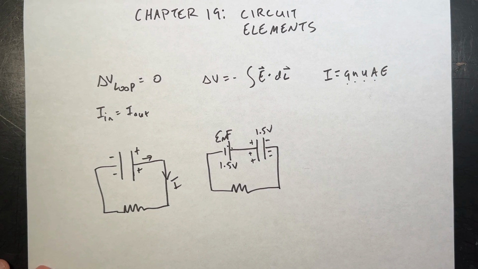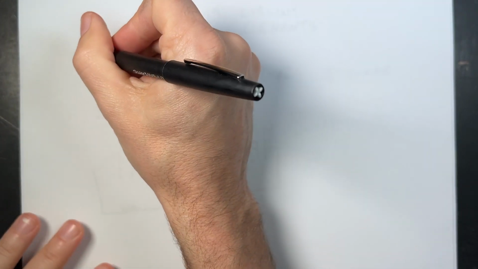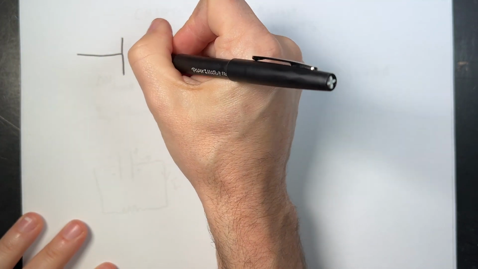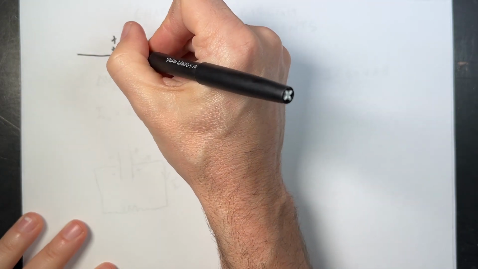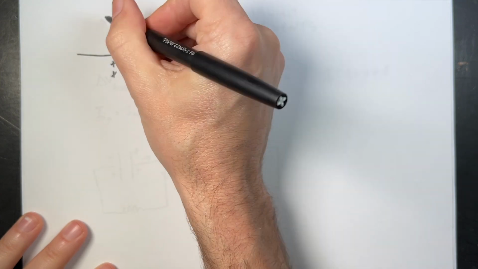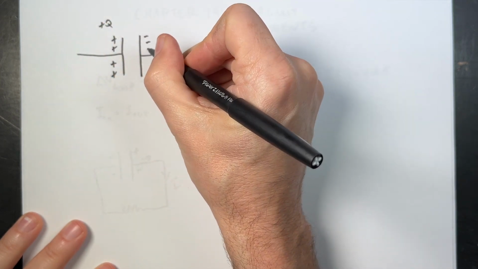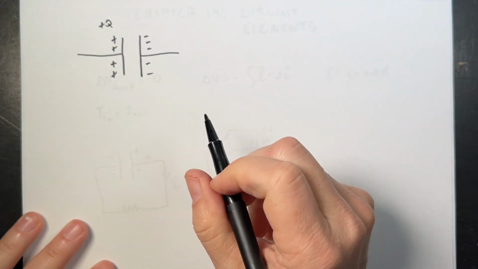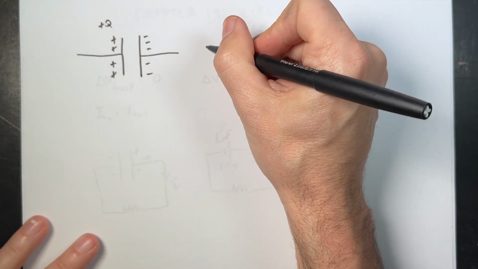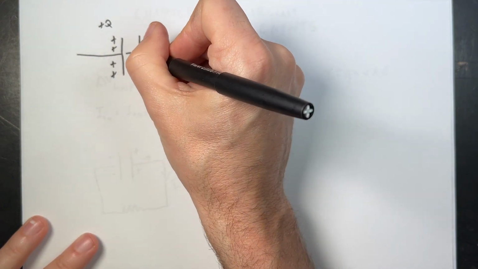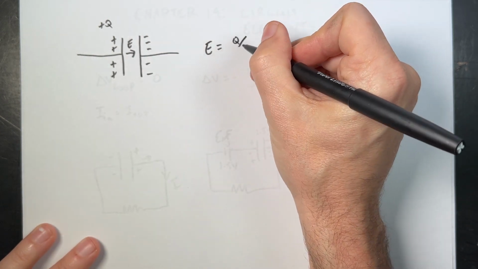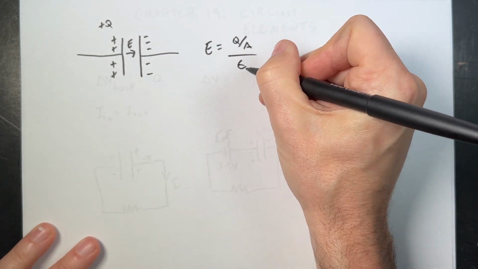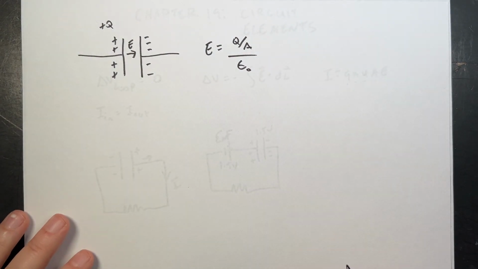But let's think about capacitors for a second. So we already had this parallel plate capacitor. If I have a charge plus Q over here and minus Q over here, then we said that the electric field inside of there, E, is constant, and it's Q over A epsilon naught. We derived that before. That's the electric field inside of a capacitor.